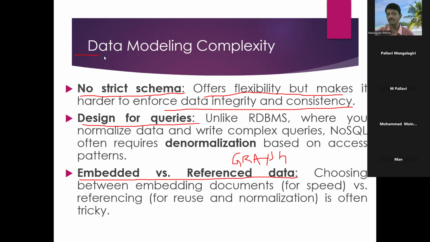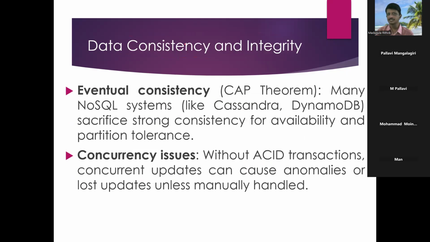So finally, data modeling complexity is the most important issue that we come across in the NoSQL database design. Second thing is data consistency and integrity. We have a theorem called CAP theorem, where we have consistency, availability, and partitioning. This CAP theorem suggests we can apply only two. We can apply either consistency and availability, or we can apply consistency and partitioning. We can have only two of the things, but we cannot have all three at once. So this is also one of the major issues that come across.